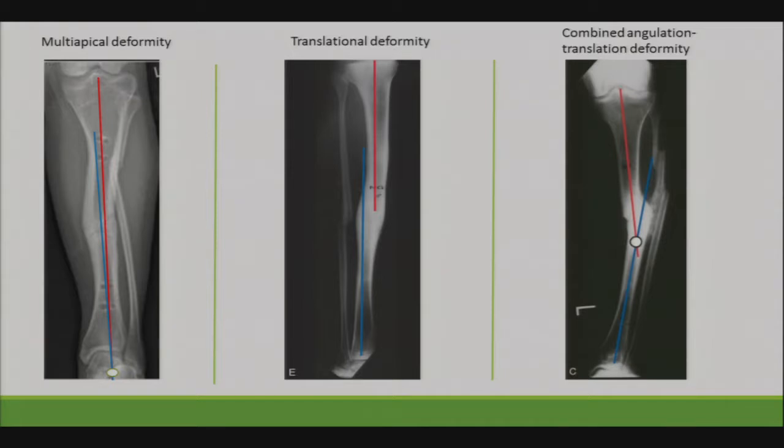Here's a patient with a multi-apical deformity on the left. You can see the CORA seems like it's down in the ankle joint. That doesn't make a lot of sense, but there's really two apices. And then there's no CORA with the apparent CORA in the center. And then on the right image, you can see the CORA is not exactly where you would think it would be. This is when translation gets involved.